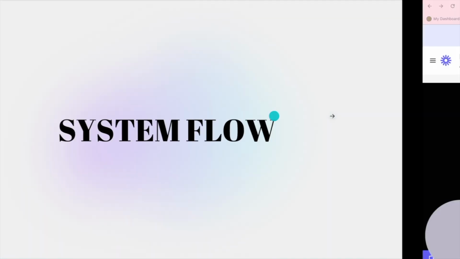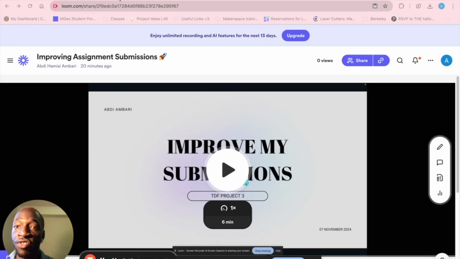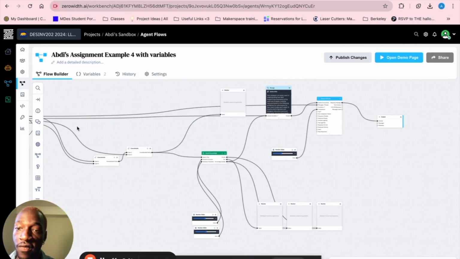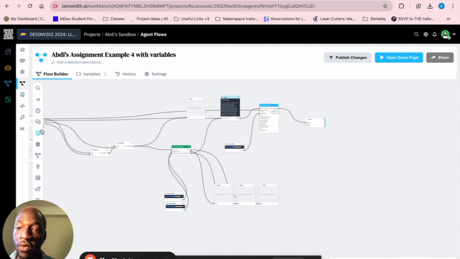The system flow for my project is as seen here. We have the input section on the far left, the concatenating section, the instruction section, the knowledge base section, the ChatGPT 4 section, as well as the output. And notice I use a lot of screens or monitors for debugging.